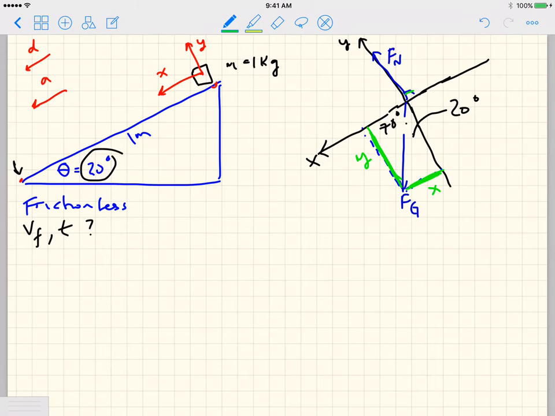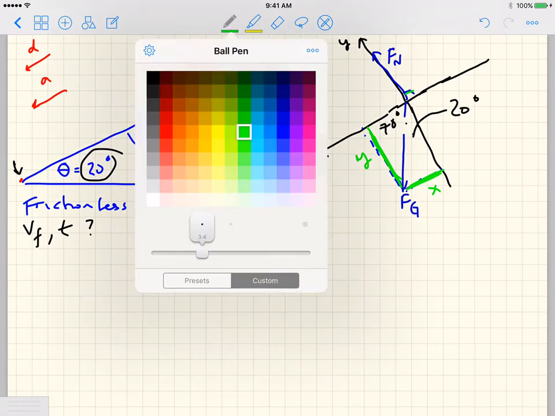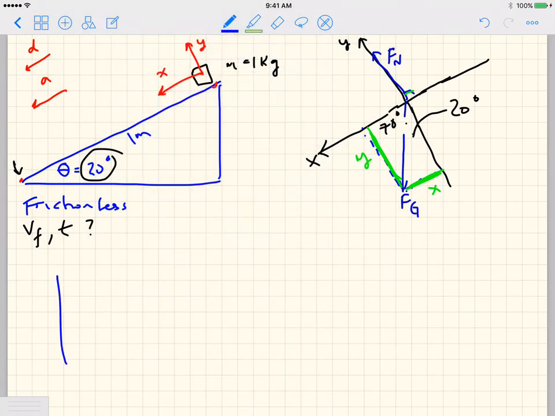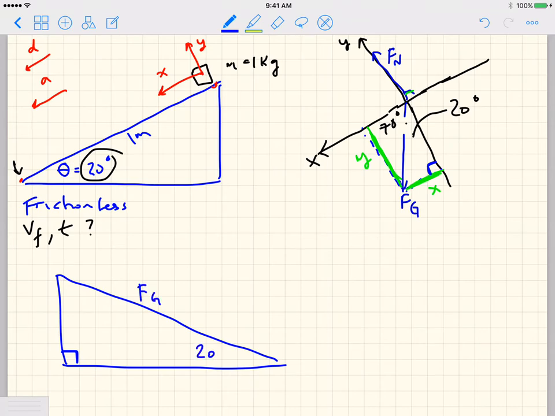And now to figure out what those components should be, let us draw our triangle, but we're going to rotate it into a little bit more familiar form. This right angle here is right there. And this is 20 degrees. And this is the force due to gravity. Right here, that's this hypotenuse right there.